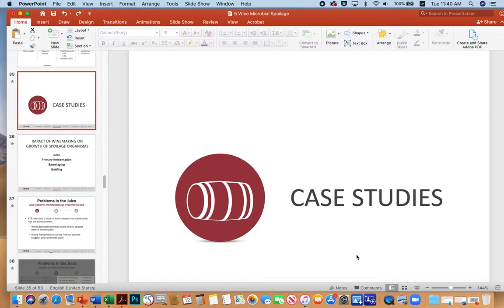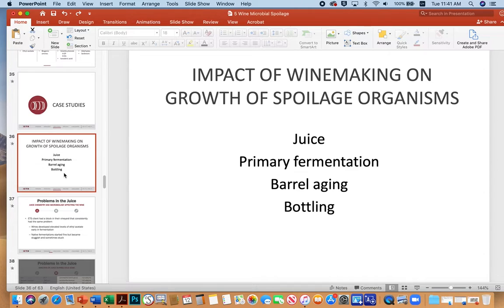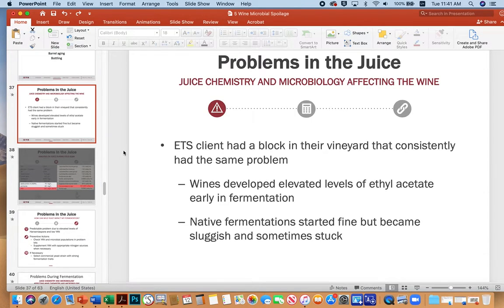This slide takes a look at some case studies compiled by ETS Labs. Specifically, they look at the impact of winemaking on the growth of spoilage microbes in juice, primary fermentation, barrel aging, and bottling. Looking at this particular case, an ETS client had a problem in which the wines developed high levels of ethyl acetate, which again imparts a nail polish remover type flavor and aroma. It's typically caused by things like acetic acid bacteria and certain kinds of wild yeasts.